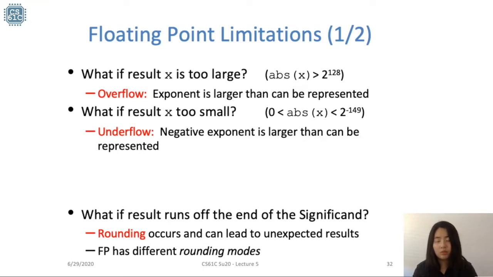Another thing is, what if the result rounds off the end of the significand? Like irrational numbers pi or 1/3, you can never have enough bits to represent these numbers, right? So they need to be rounded. Floating point has different rounding modes, but the most common one is round to the nearest representable floating point. Just to illustrate, we talked about gaps between denormalized numbers and gaps between normalized numbers. If the result that we need to represent lies inside these gaps, we will need to find the nearest floating point and use that as the representation.